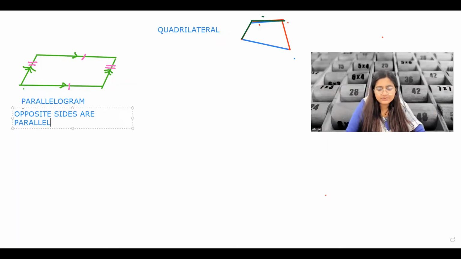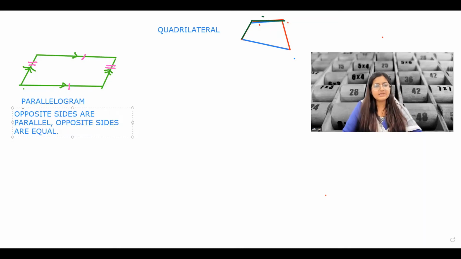As well as opposite sides are equal. All right. Okay. So we can say this about a parallelogram, right? What is a parallelogram? A parallelogram is a quadrilateral in which opposite sides are equal and opposite sides are parallel.